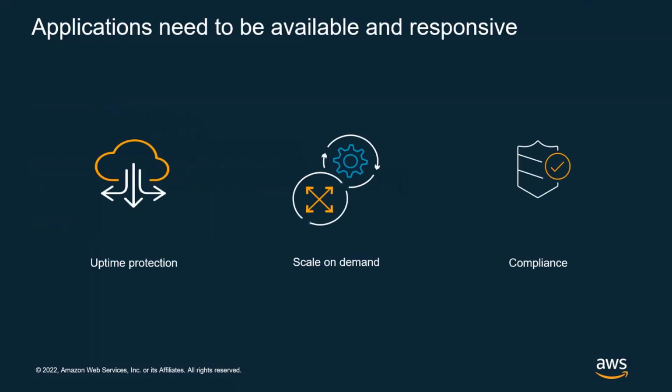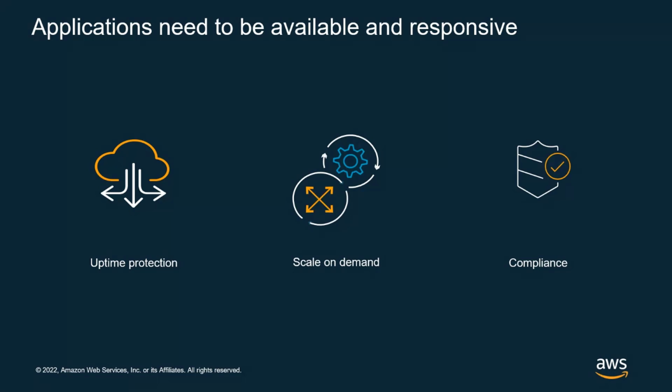So as we think about why Shield Advanced is needed and why security is important for application availability and responsiveness, we really always come back to three main pillars. These three pillars are key focus points for us here at AWS as we build services, and also what we're hearing from our customers, what's near and dear to their hearts.